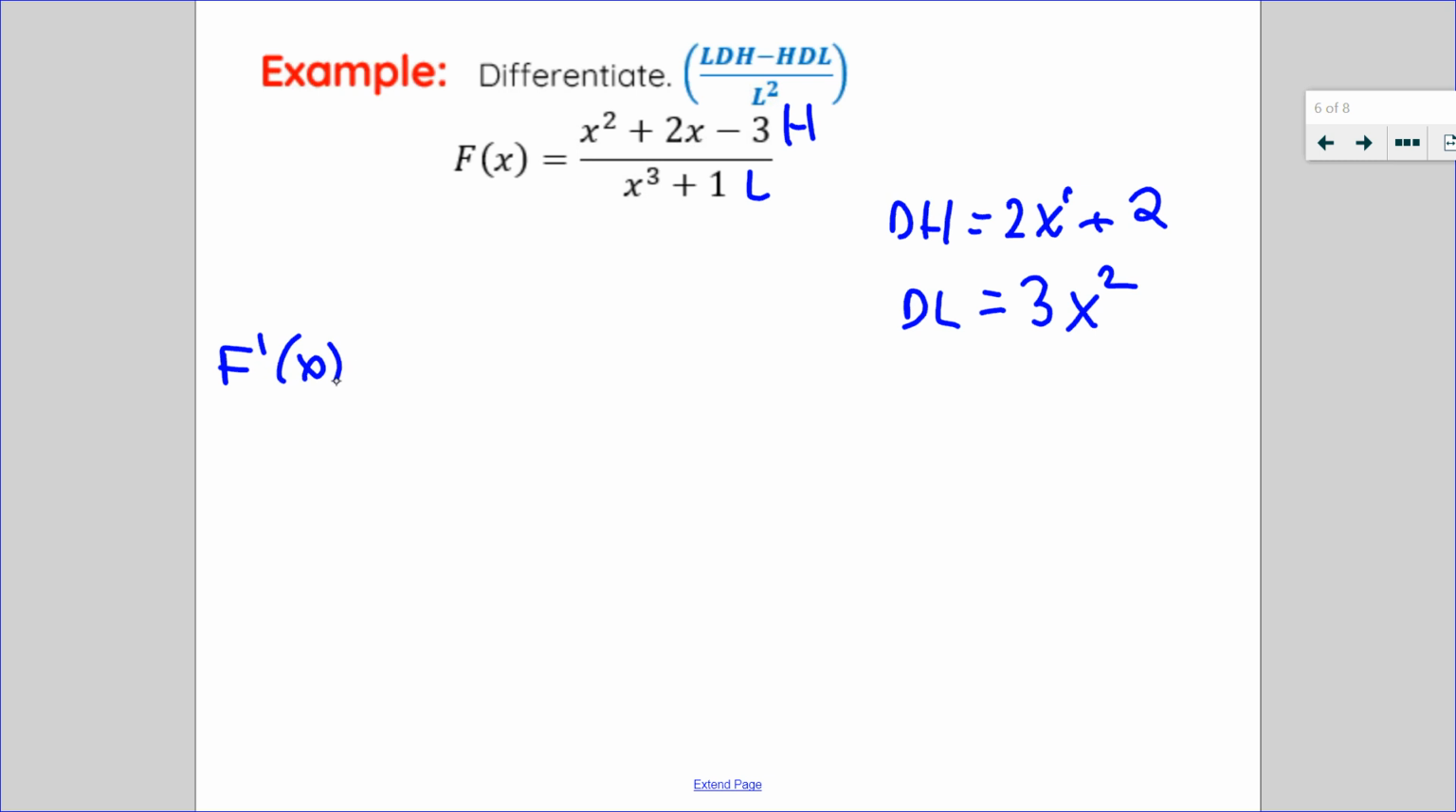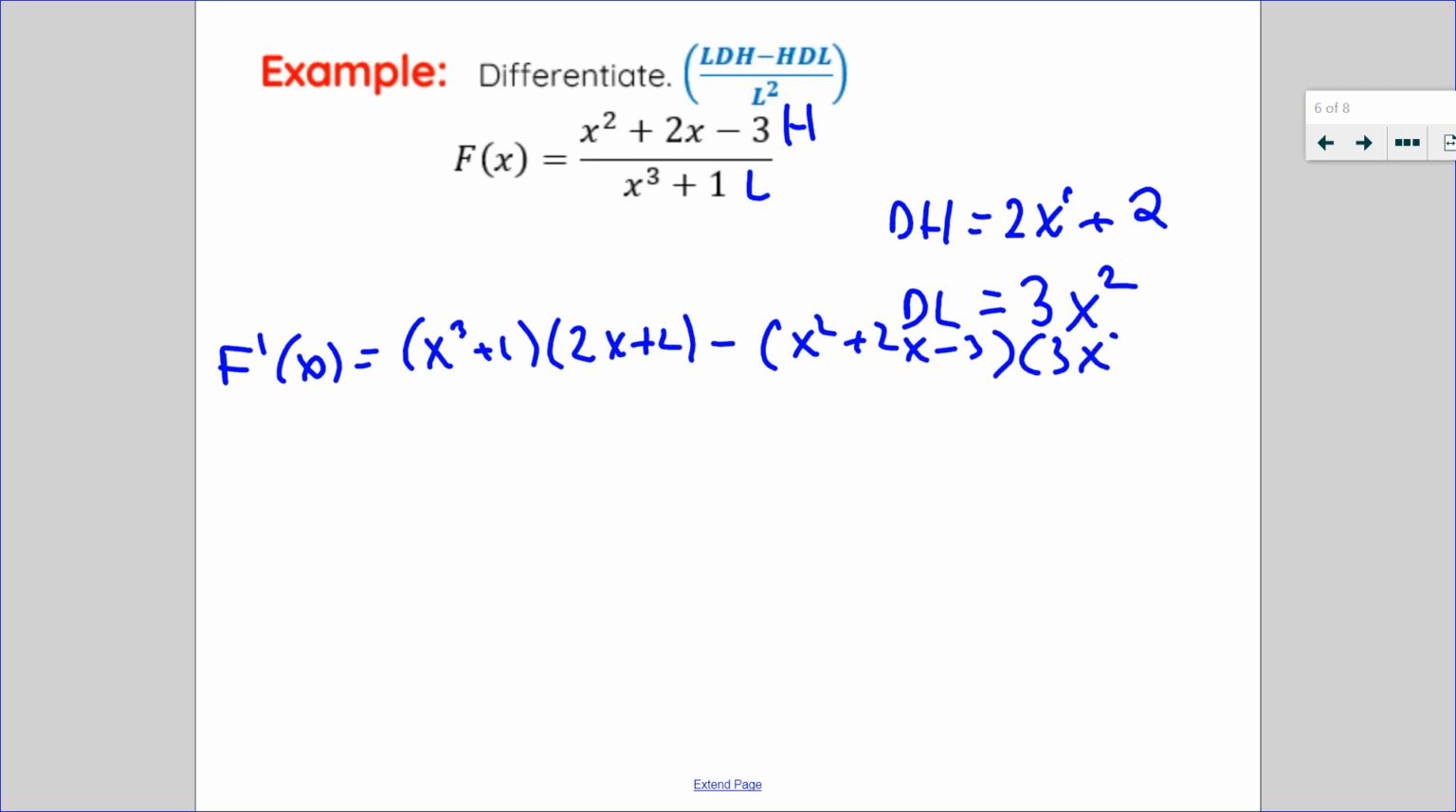So f prime of x is low, which is x cubed plus 1, d high, which is 2x plus 2, minus high, which is x squared plus 2x minus 3, d low, the derivative of the low, which is 3x squared. Draw a line and square below.